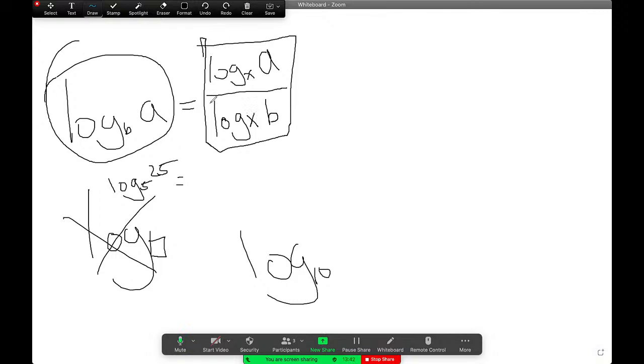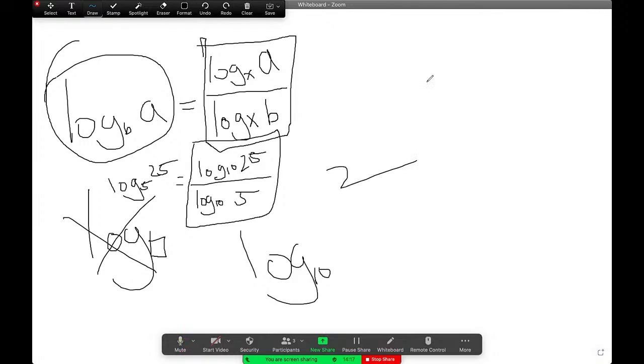It's really helpful. So what you can do is transform this into log base 10 of 25 divided by log base 10 of 5. But remember, both of these have to always be the same. And if you do this, then you get the exact same answer. So everybody knows that log base 5 of 25 is 2, right?